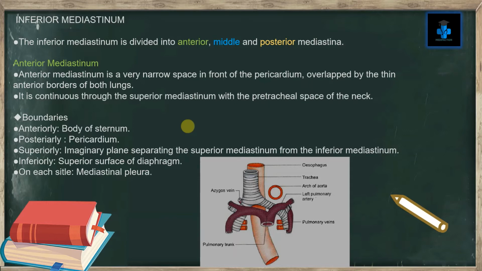Boundaries. Anteriorly, we can observe the body of the sternum. Posteriorly, it is the pericardium. Superiorly, the imaginary plane separating the superior mediastinum from the inferior mediastinum lies. Inferiorly, it is the superior surface of the diaphragm. On each side, we can also observe the mediastinal pleura.